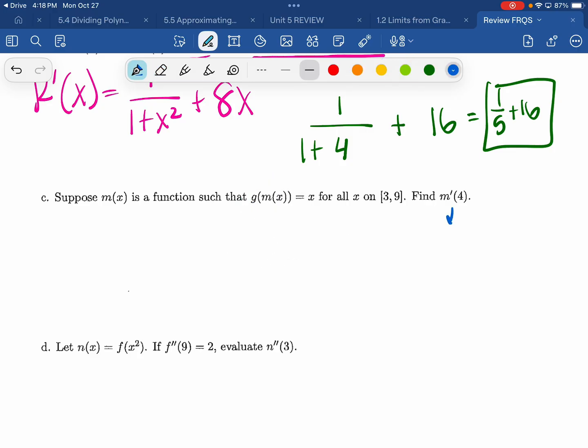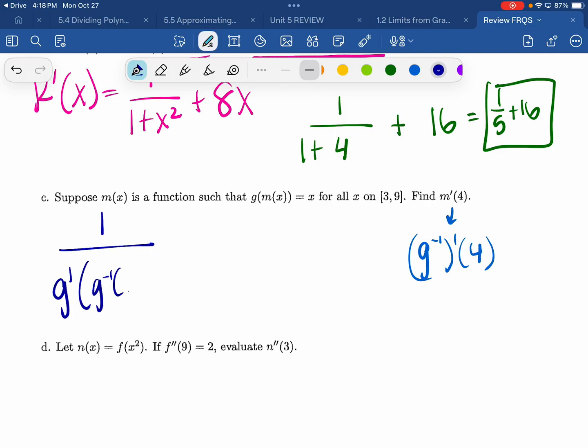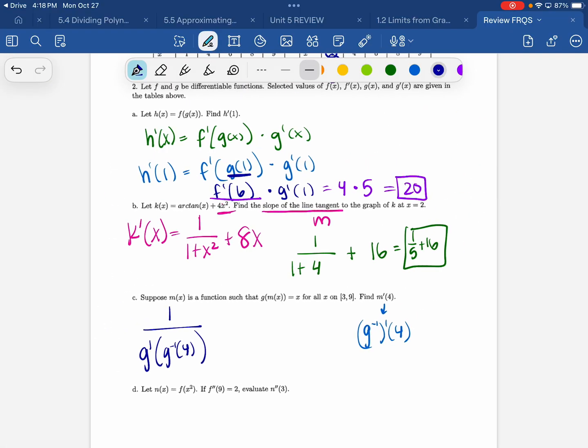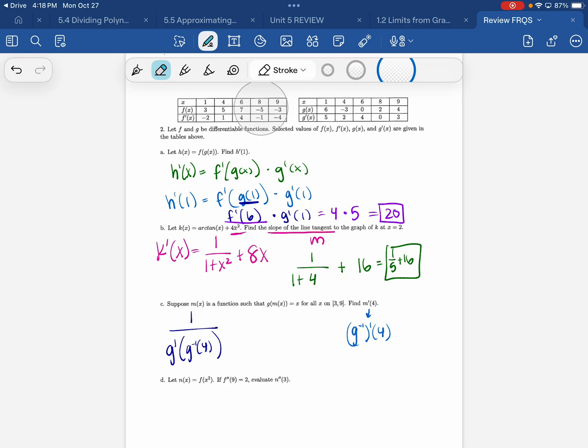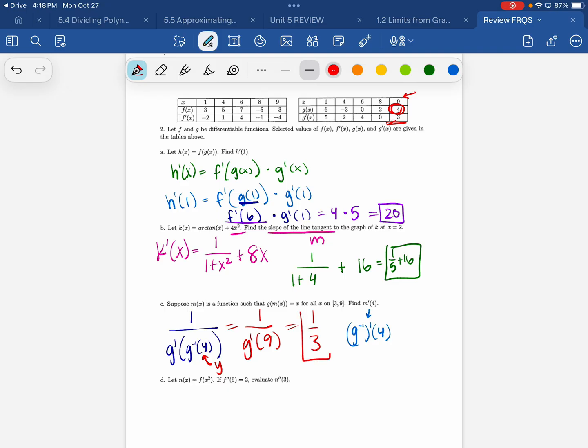So the first thing I'm going to do is rewrite m as g inverse prime of 4, and then I'm going to use the formula 1 over g prime of g inverse of 4, and then I can use this information about g from up here. So when I'm talking about g inverse of 4, this guy here is a y value. So when the y value is 4, the x value is 9. So it's 1 over g prime of 9, and then g prime of 9 is 3, which is going to give me 1/3.